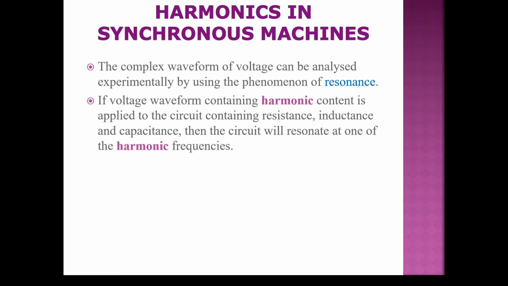The complex waveform of voltage we can analyze experimentally by using the phenomenon of resonance. We know one of the conditions for resonance is that inductive reactance is equal to capacitive reactance, that is 2πfL = 1/(2πfC). If a voltage waveform containing harmonic content is applied to a circuit containing resistance, inductance and capacitance, then the circuit will resonate at one of the harmonic frequencies. So if the voltage waveform having harmonic content is applied to a circuit consisting of RLC components, then the circuit will resonate at one of the harmonic frequencies.